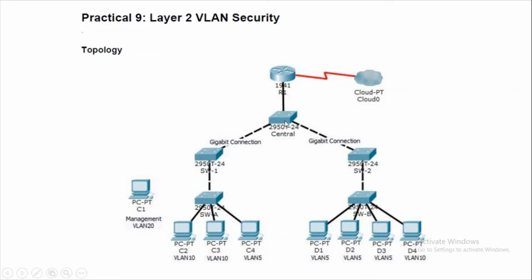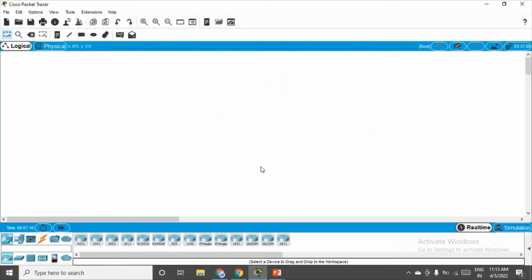So we have got a central switch also, and the other switches have been renamed switch 1, 2, A and B, and one router of the 1941 series, and this cloud. This topology is a bit complex, but you will easily understand how to put all these things together. So let's see step by step. Let me start with the practical.